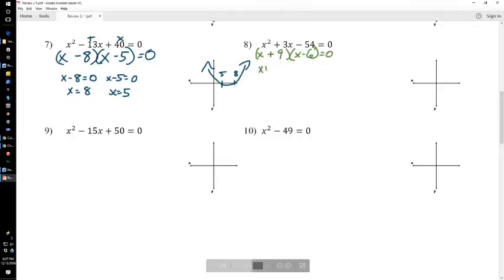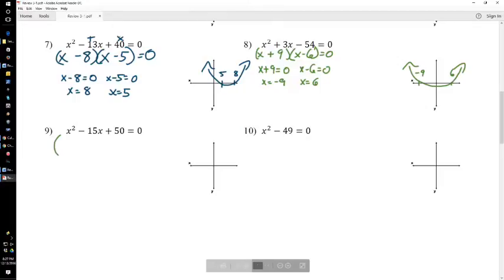So I've got x plus 9 equals 0, so x equals negative 9, and I get x minus 6 equals 0, so x equals positive 6. So negative 9, positive 6. There's your graph.